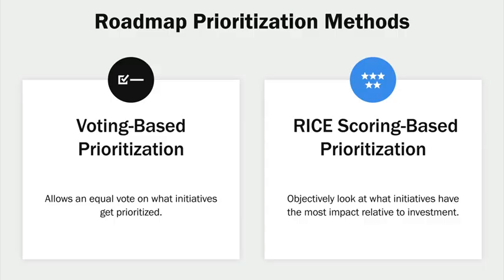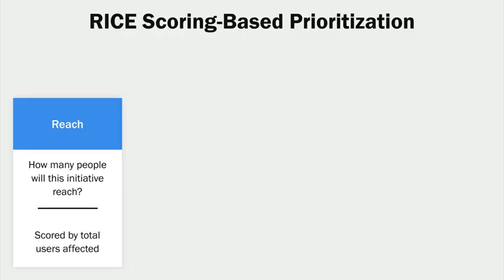The second approach is scoring-based prioritization. Instead of allowing everyone an equal vote on what initiatives get prioritized, scoring-based prioritization objectively looks at what initiatives will have the most impact relative to the investment. This is done based on a calculation. The most well-known scoring-based prioritization approach is RICE, which scores initiatives on 4 factors. First is R, or reach. This is the number of users affected by the initiative, scored by total users affected.